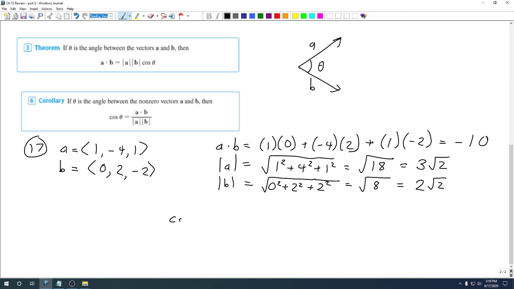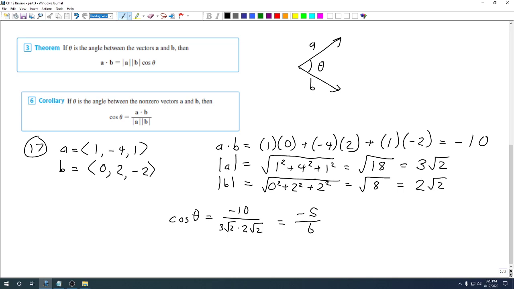That means that the cosine of the angle between them is going to be the dot product of negative 10 divided by the product of these. So we have 3 radical 2 times 2 radical 2. That's actually kind of nice. The radical 2's can combine. We're going to have 3 times 2, but then the 2 square root of 2 will be another 2. So 3 times 2 times 2 will give us a 12, though we actually can divide out one of those 2's with a 10, so we'll get a negative 5 over 6. And so whatever this angle is, its cosine is negative 5 over 6.